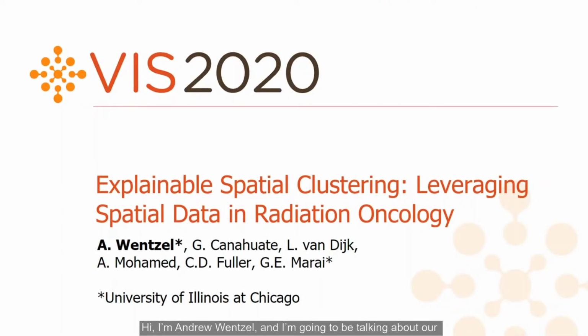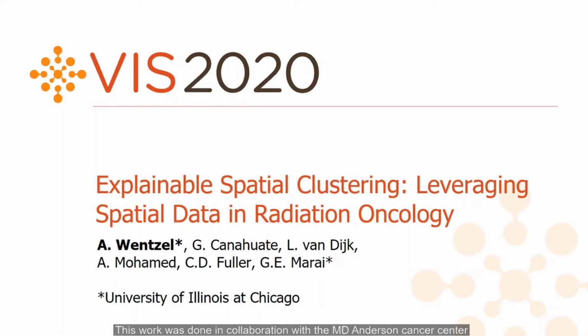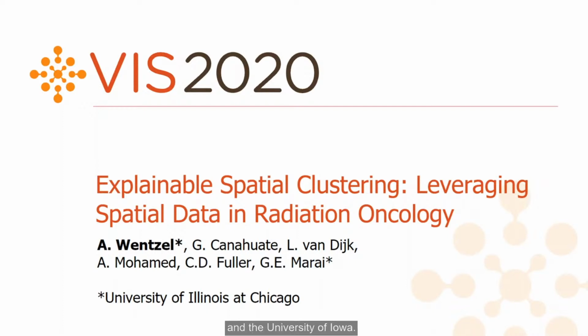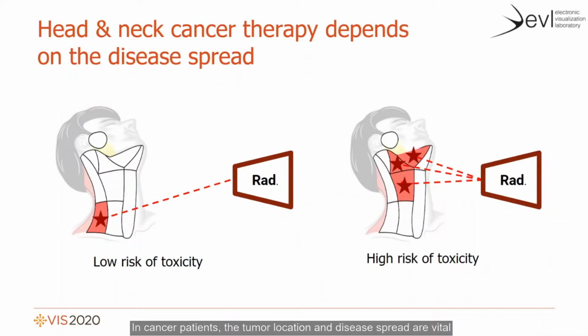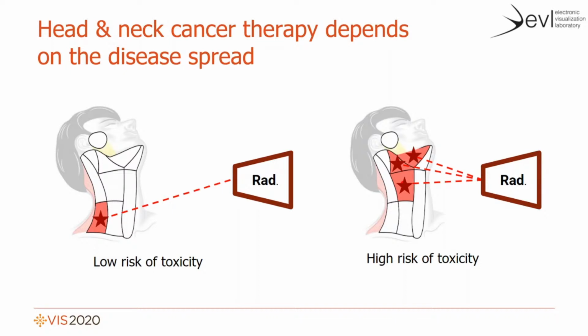Hi, I'm Andrew Wenzel, and I'm going to be talking about our work in visualizing and exploring spatial clusters based on our work with anatomical data from cancer patients that received radiation therapy. This work was done in collaboration with the MD Anderson Cancer Center and the University of Iowa. In cancer patients, the tumor location and disease spread are vital in deciding optimal treatment and forecasting patient endpoints. Radiation to tumors puts nearby organs at risk, and different patterns of disease spread play an important role in how the patient responds to therapy.